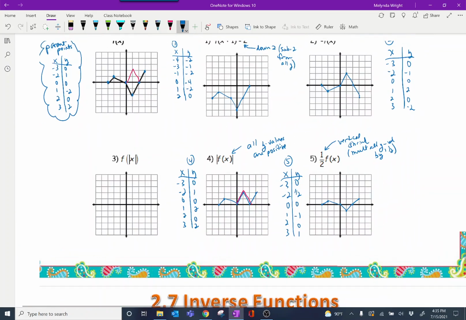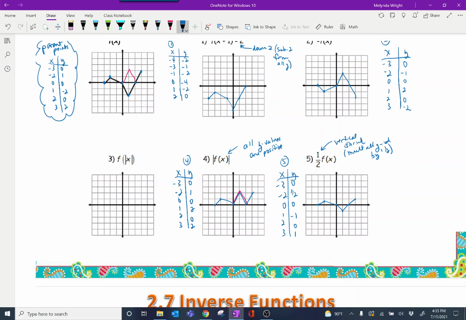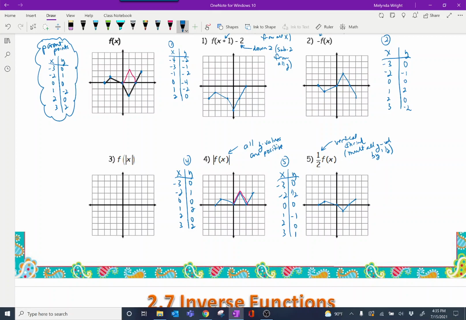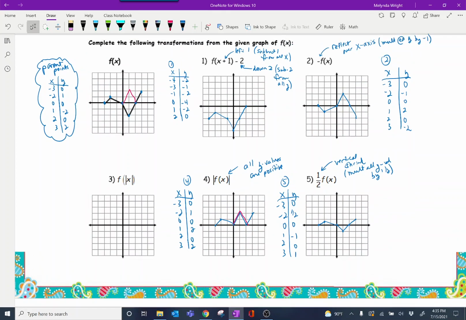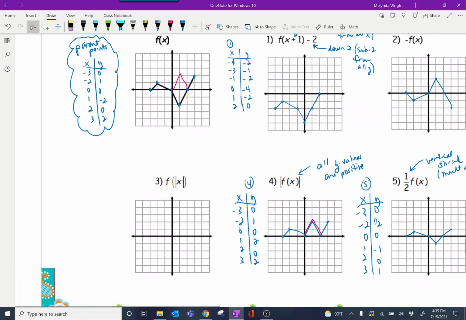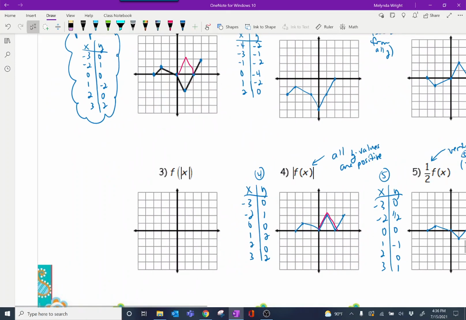Okay, comparing it to the original, we can see that it has indeed shrunk vertically. It's got a vertical shrink by 1/2. It's squished, shrunk. The top is lower and the bottom is taller. They all move into the x-axis. They're shrunk. All right, so let's tackle number 3.